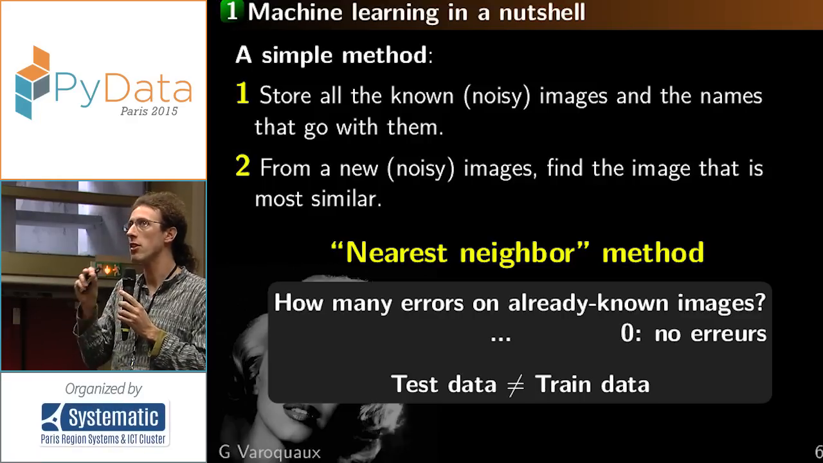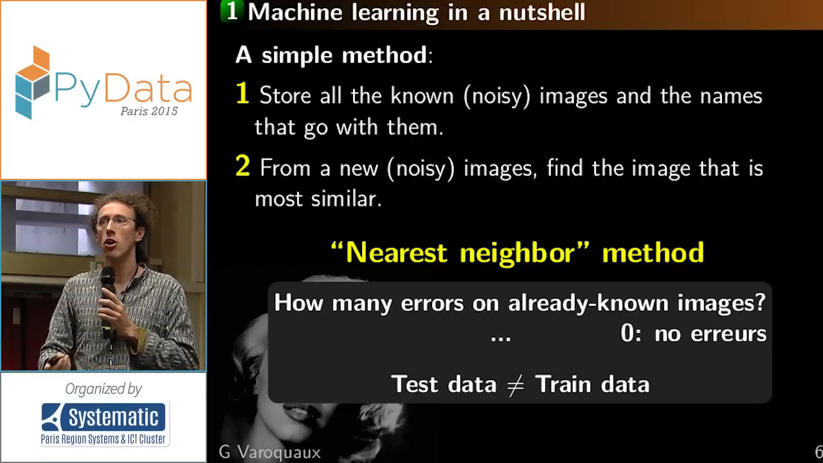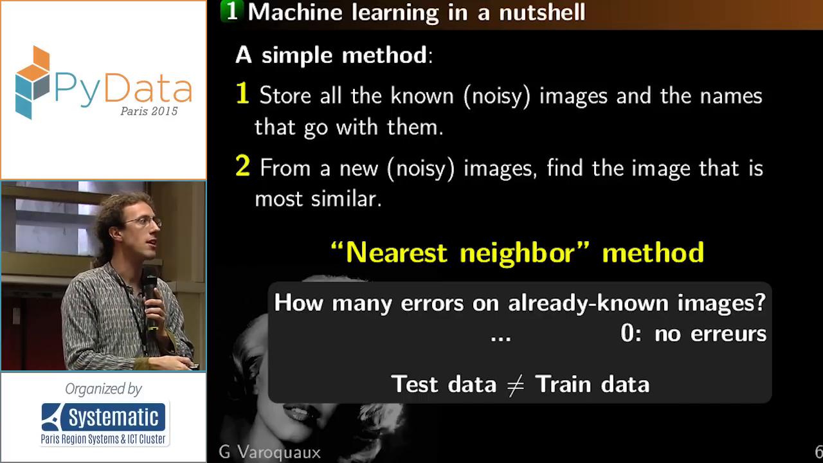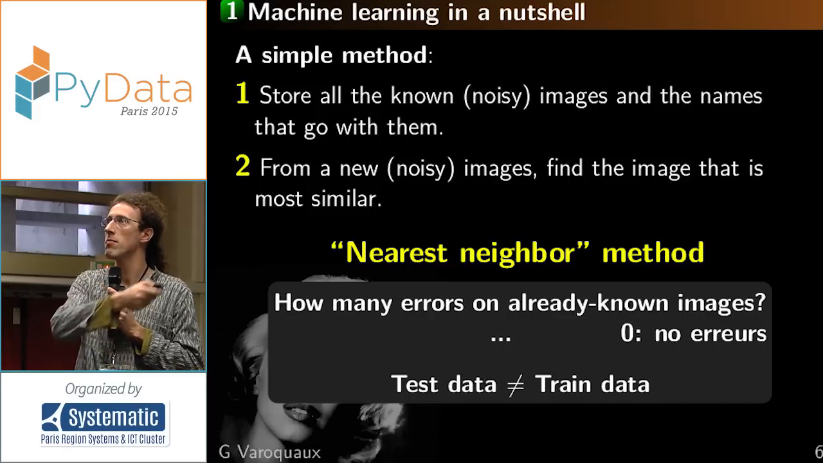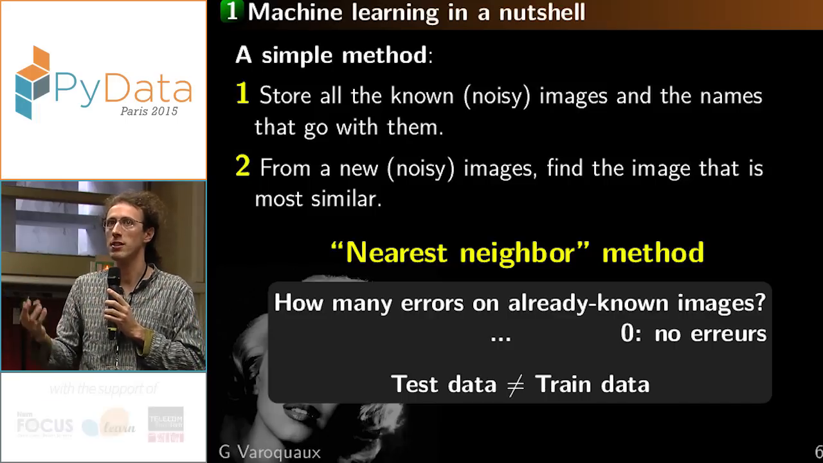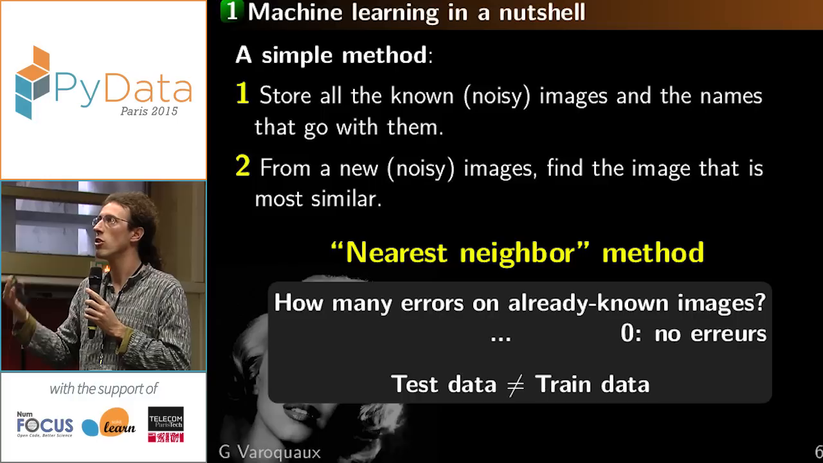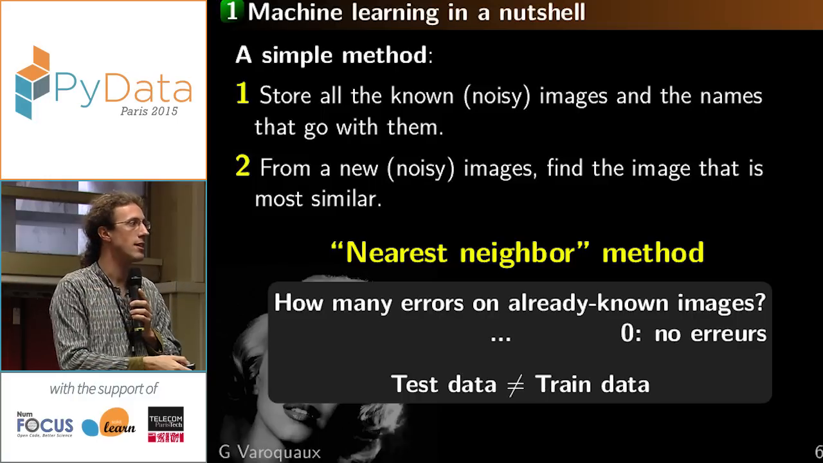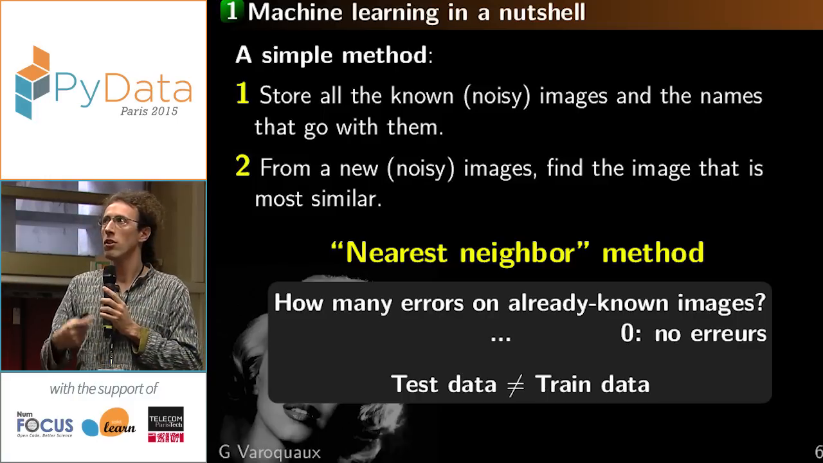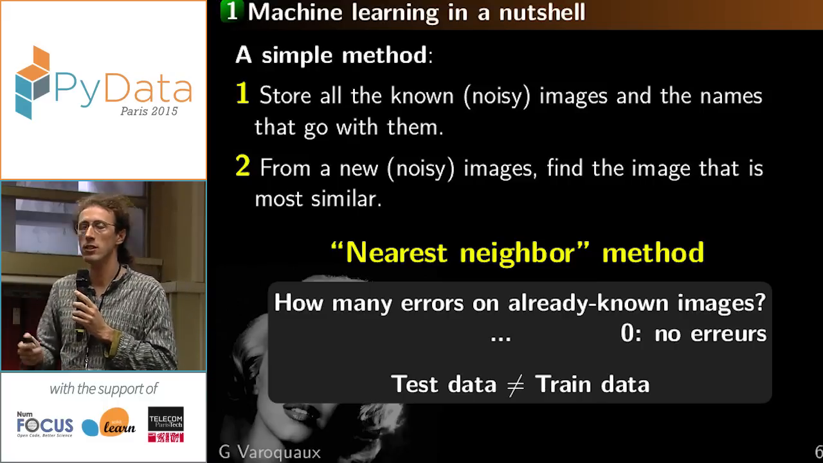So this is telling me something really important for machine learning, which is that the error I'm getting on data that I've used to train my machine learning object is not the error I will get on new data. So in machine learning jargon, we say that the test error, the error on test data, is not the same thing as the train error, the error on train data. This is extremely important.